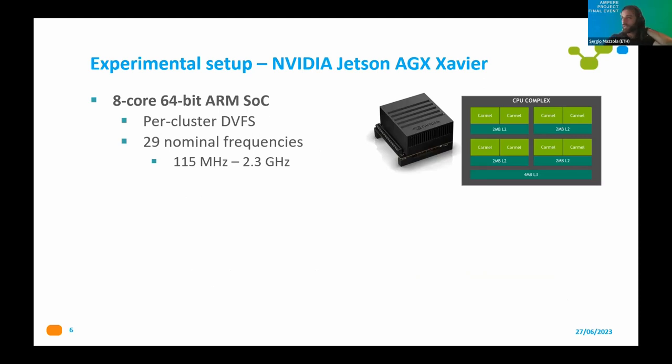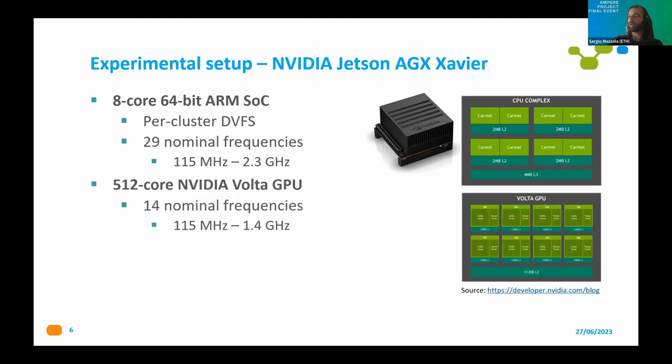I'm going to show you some results that we collected for these power and energy models. Here I'm telling you a bit about our target platform, the NVIDIA Jetson AGX Xavier. It has an 8-core CPU with per-cluster DVFS. This means that all the cores at any point in time have the same frequency. And the CPU has 29 nominal frequencies. The Xavier also has a 500-core GPU with 14 nominal frequencies. So as you see, it's the perfect platform targeted by Ampere.